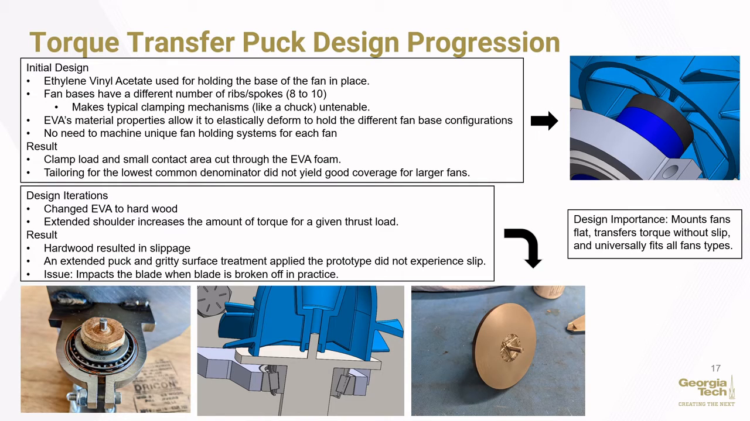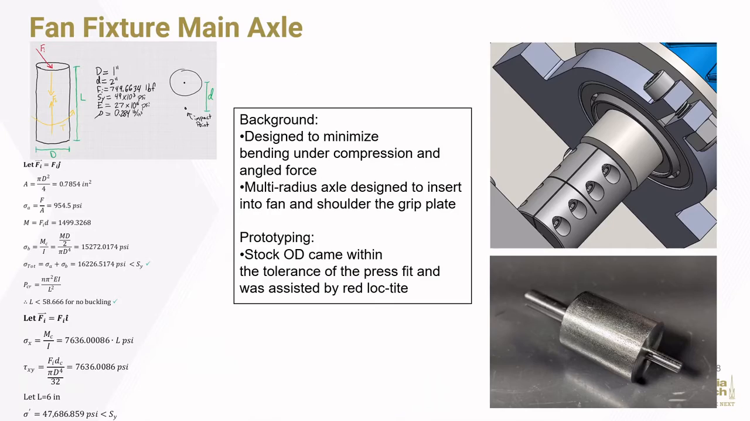As a simple alternative, a piece of hardwood was utilized, but that failed as well. After some more testing and brainstorming, the group settled on a large circular disc with a thin sheet of sandpaper adhered to provide the necessary friction while maintaining the universal fit that the EVA foam was initially designed for.